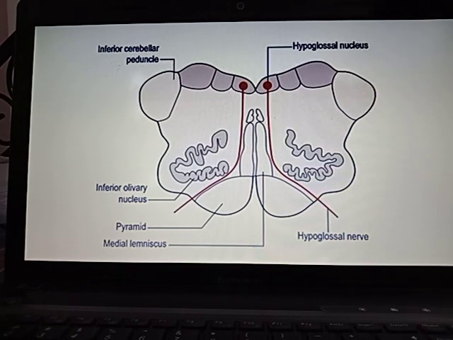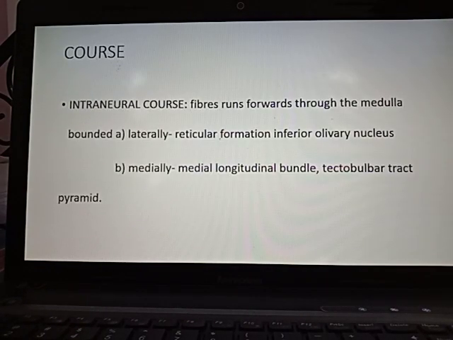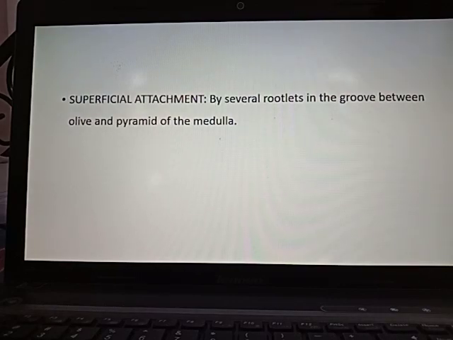Then come to the superficial attachment by several rootlets in the groove between the olive and pyramid of the medulla. You may detect this hypoglossal nerve by the several rootlets, and the rootlets are situated in the groove between the olive and the pyramid of the medulla.